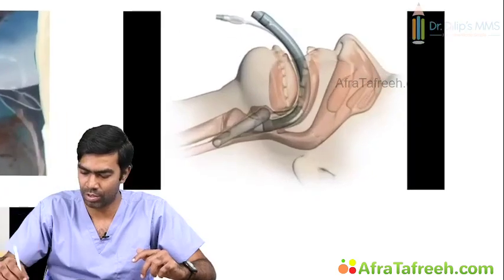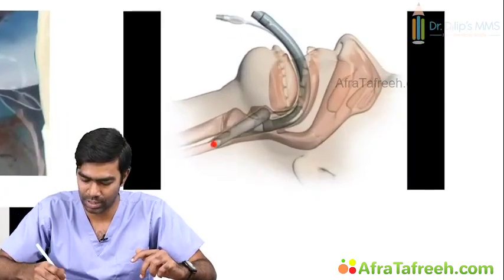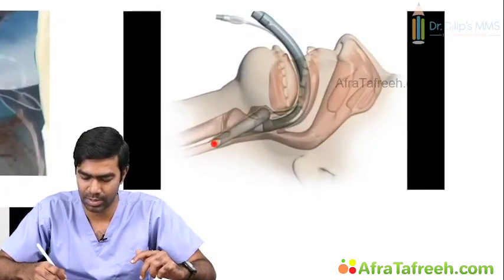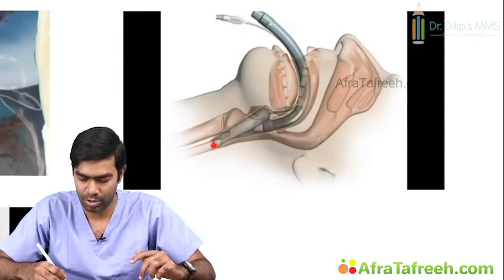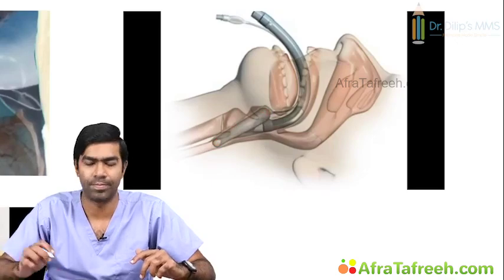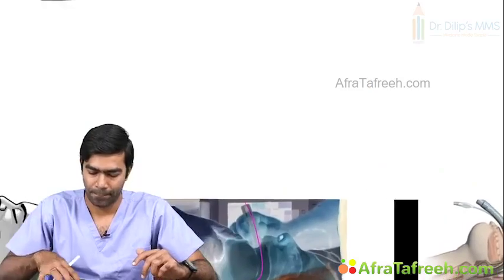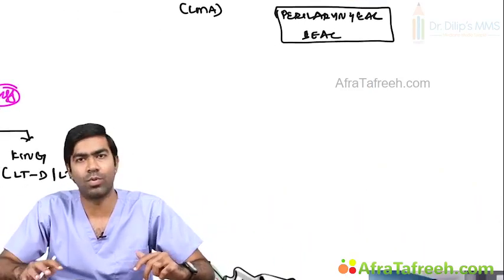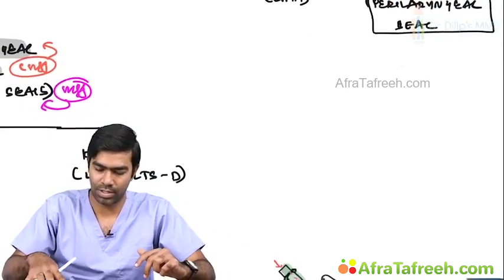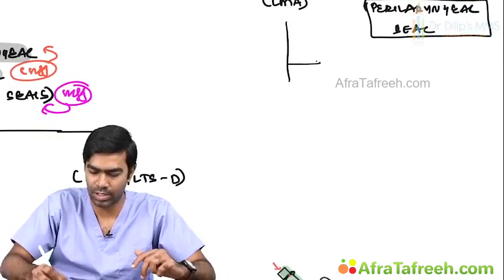So this is the final portion. Again, I can show you. You can see the tip of the laryngeal mask is in the proximal portion of the esophagus and they offer a perilaryngeal seal. Fine. So now after knowing this, let us move on to the generations of the LMAs. So this is the basic of the LMAs. So now we are going to the generations.